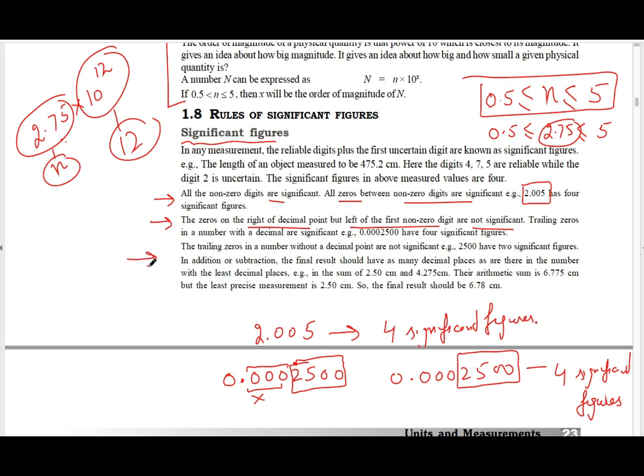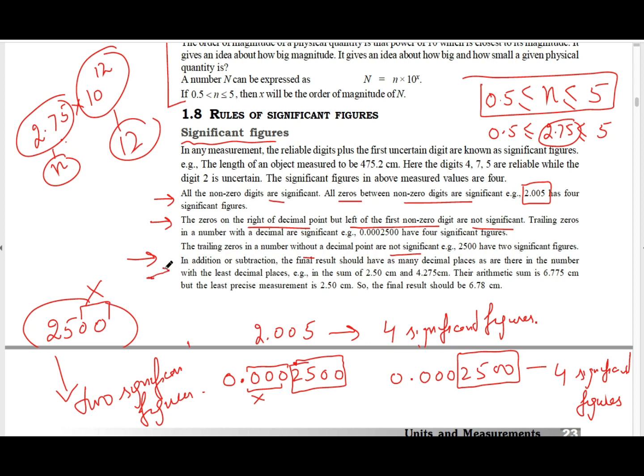Third is the trailing zeros in a number without a decimal point are not significant. If in any number there is no decimal point, then the trailing zeros after the significant figures are not considered. So for example, in this example 2500, these two zeros are not significant. So it is considered as having 2 significant figures only.